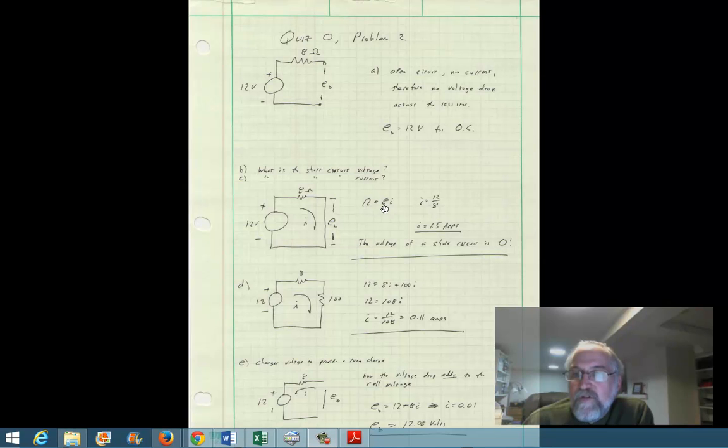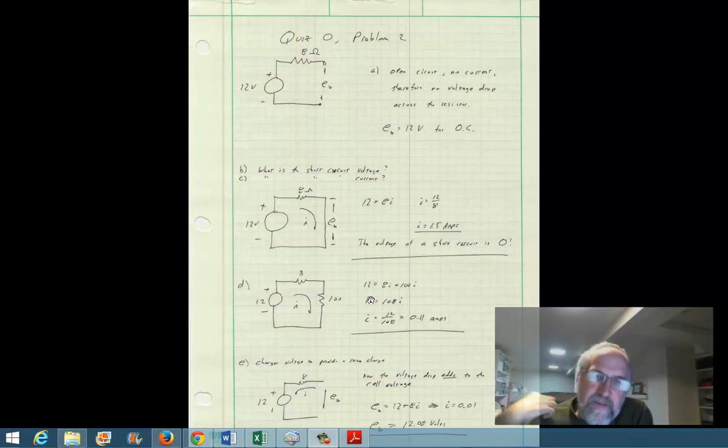So 12 is equal to 8 times I. 8 is the resistance in ohms. This is Ohm's law, right? V equals IR. So the voltage drop across the resistor is 8 ohms times I, the current. Solve for I, 1.5 amps. Very, very simple. The voltage that you would see if you were to put a voltmeter across that short circuit is 0. That's the definition of a short circuit.